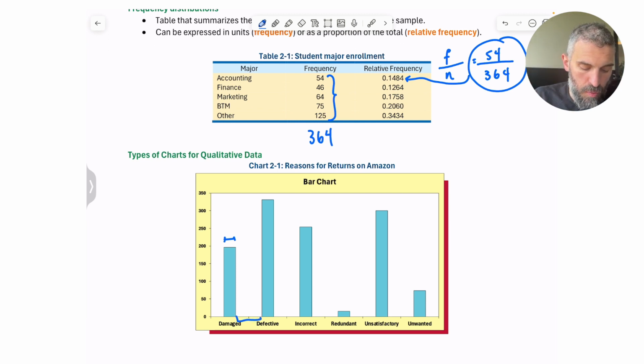And there should be a gap between them, and that's the difference between a bar chart and a histogram, which we'll see later. So the width should be the same. The height represents the frequency, and we use it for qualitative data.